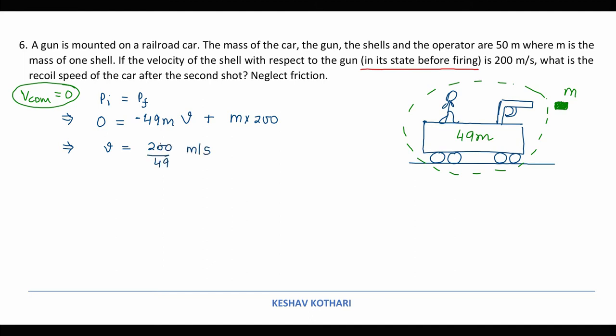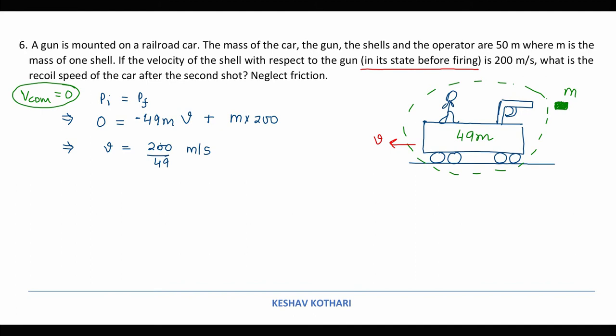We have already mentioned the sign, that is, I have already put the negative sign knowing that the recoil velocity is going to be towards the left. So the speed which we obtain is equal to 200 by 49 meter per second, and the recoil velocity is towards the left.